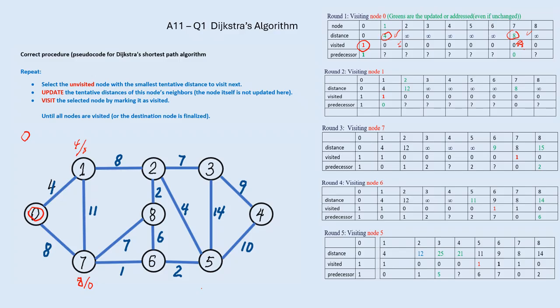Now go back to here. You select again an unvisited node with the smallest tentative distance. Remember, the rest is still infinity. Only 2 have numbers: one is 4, one is 8. At this time, the second choice, obviously, is node 1. So this second node is node 1. So I put 1 as a result of that visit.